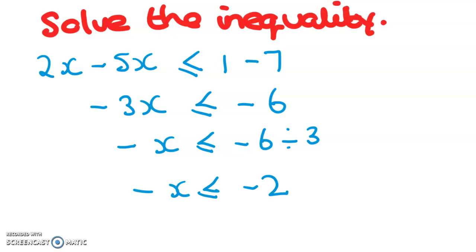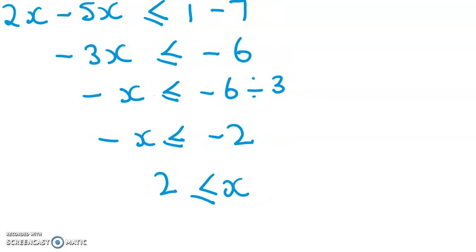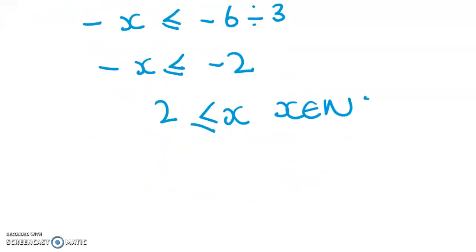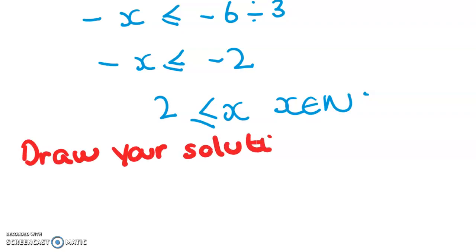And now this time I'm going to bring over the x here to make a positive, and bring over the minus 2, and that's going to make it positive as well, isn't it? So 2. Now, x is an element of N, as told to me in the question. And let's say it said, draw your solution on a number line.